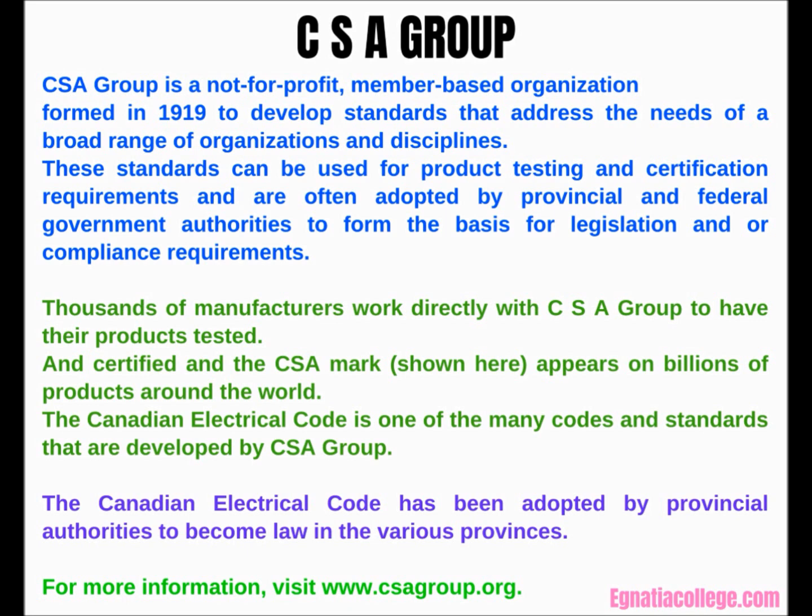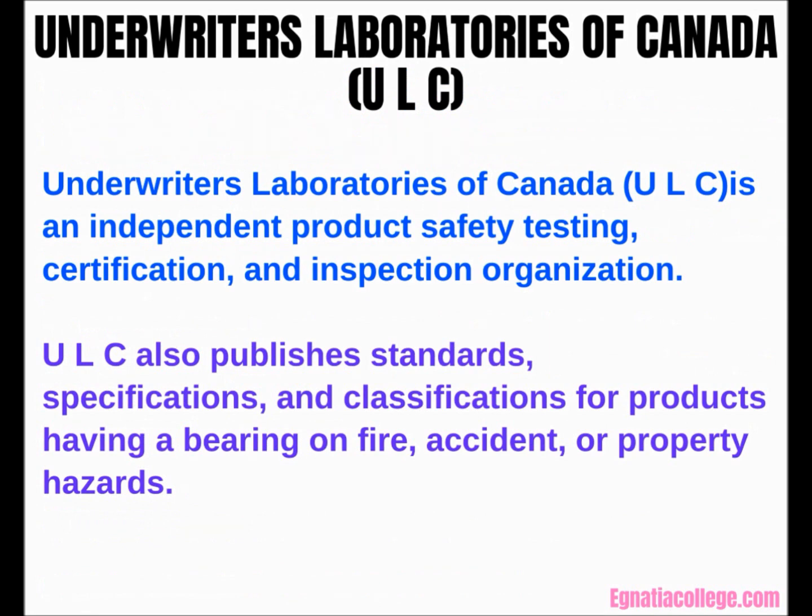Thousands of manufacturers work directly with CSA Group to have their products tested and certified, and the CSA mark, shown here, appears on billions of products around the world. The Canadian Electrical Code is one of the many codes and standards that are developed by CSA Group. The Canadian Electrical Code has been adopted by provincial authorities to become law in the various provinces. For more information, visit www.csagroup.org.